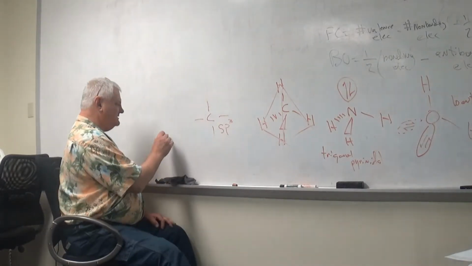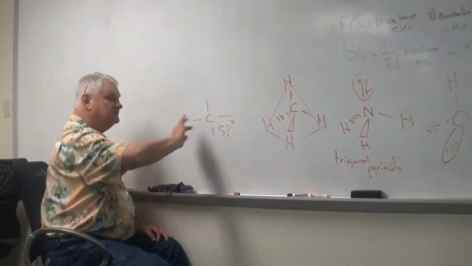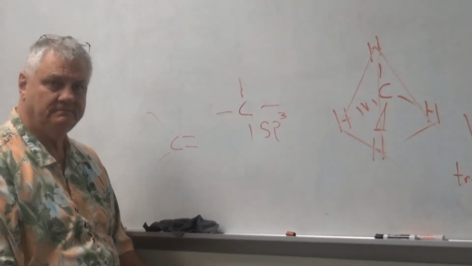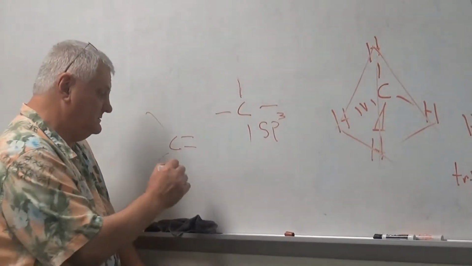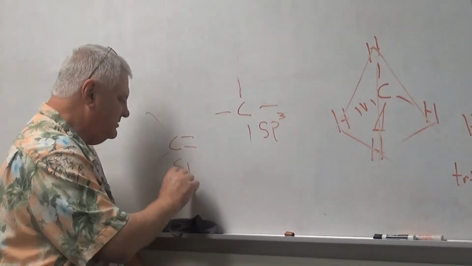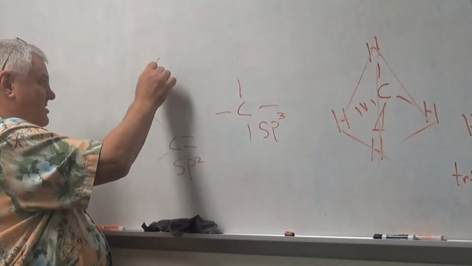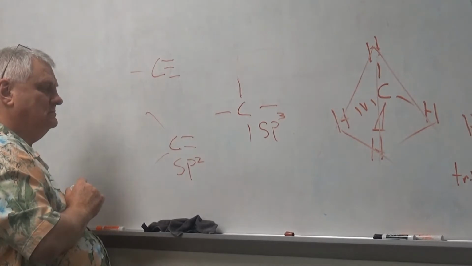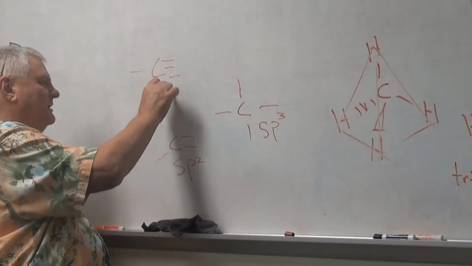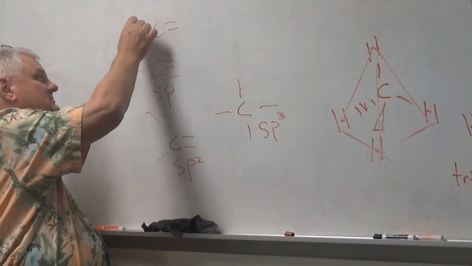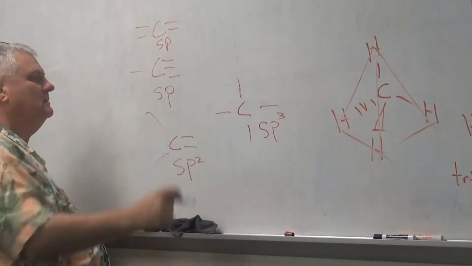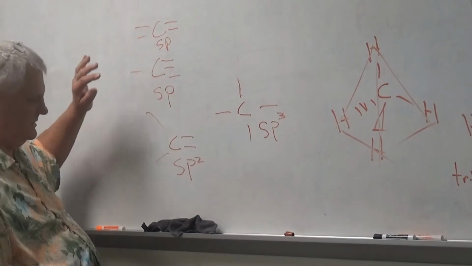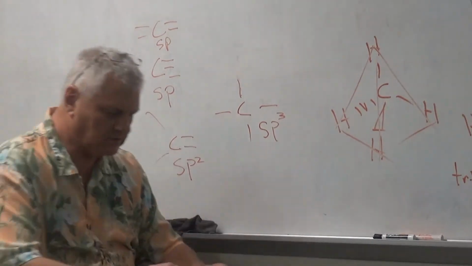What do you think it is if there's a carbon with a double bond to something and 2 single bonds? What do you think that is? sp2. Yeah, it's process of elimination. sp2. If you have a carbon with a triple bond and a single bond, sp, just sp. And if a carbon has 2 double bonds, it's also sp. sp3, sp2, sp, and sp. Those are the hybridizations, okay?